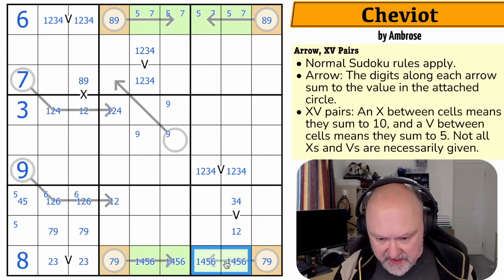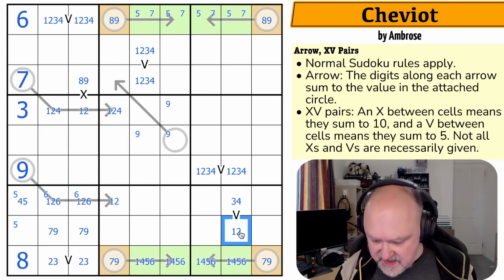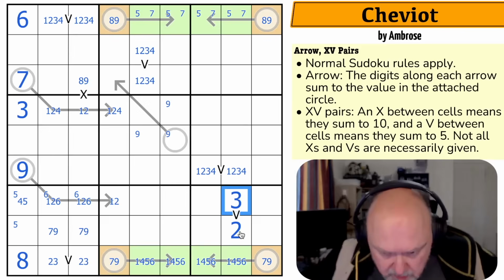But there must be a 1 or a 4 over here, because otherwise this becomes 5, 6, and this would need to be an 11. So there's a 1 or a 4 here. So this can't be a 1, 4. This is a 2, 3. Okay.